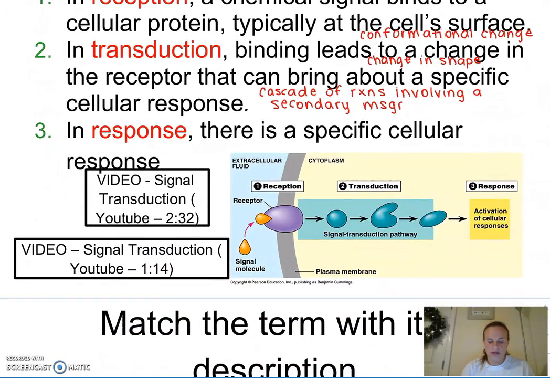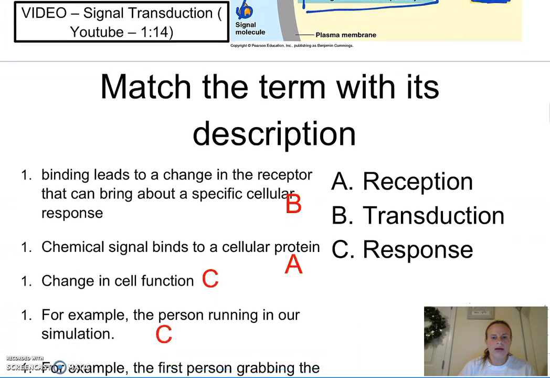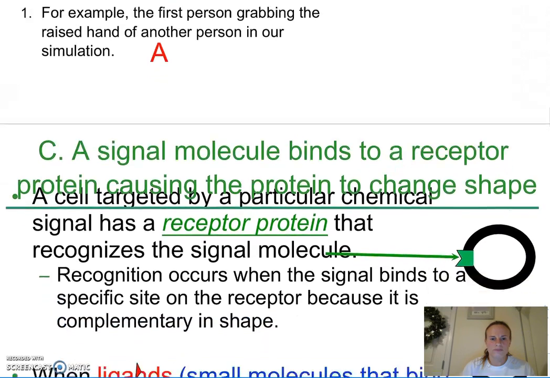So here you see you've got your signal molecule binding to a receptor, leading to a conformational change and a cascade of reactions, which then activates some sort of cellular response. That response may be the making of a protein, such as an enzyme, or the making of a transcription factor, which may turn on or off a gene. So if we were to match the term with its description, take some time to look through here, make sure you're able to match the term with the description.